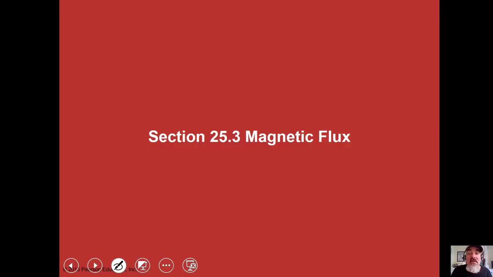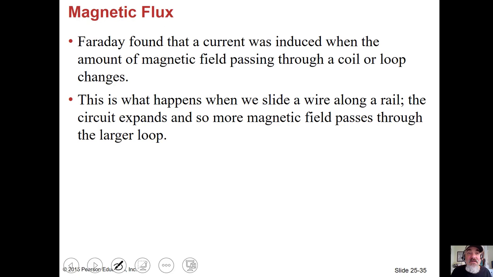Okay, there's this idea of magnetic flux. This is a way for us to calculate how much EMF we're actually producing. So Faraday found that a current was induced when the amount of magnetic field passing through the coil changes. There's got to be some kind of changing amount. There's three ways you can change it, and we'll see that, this idea of flux. You have to have a changing magnetic flux. Okay?